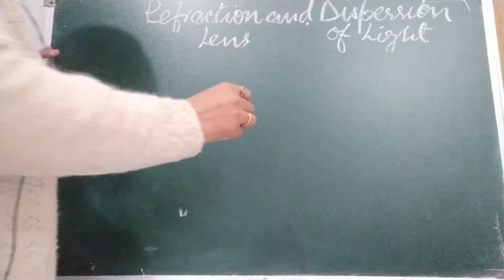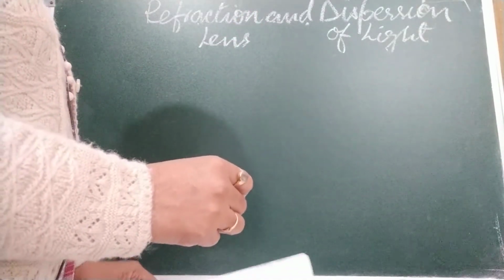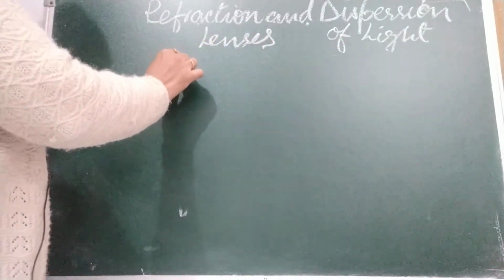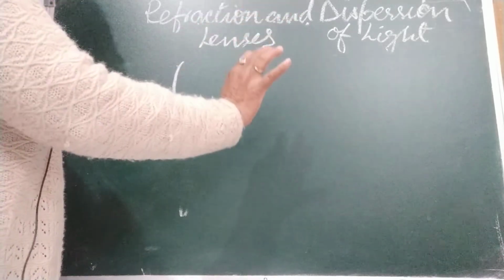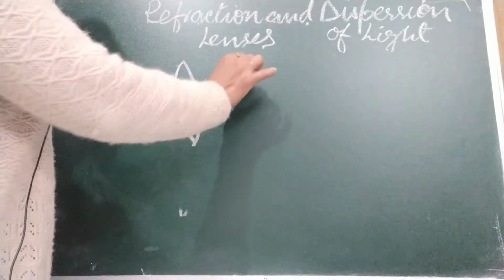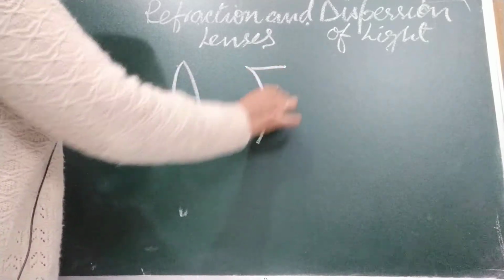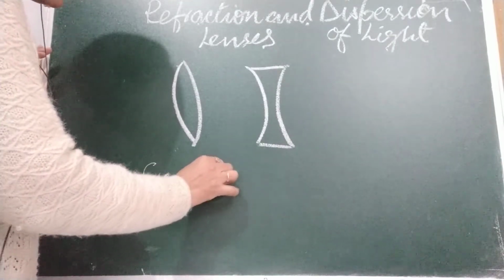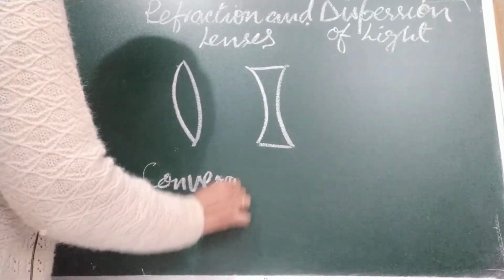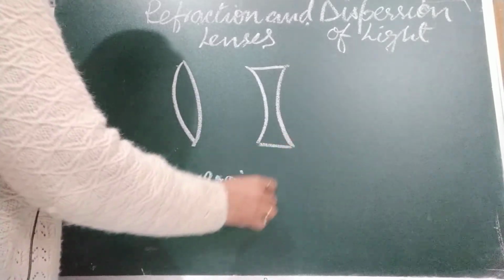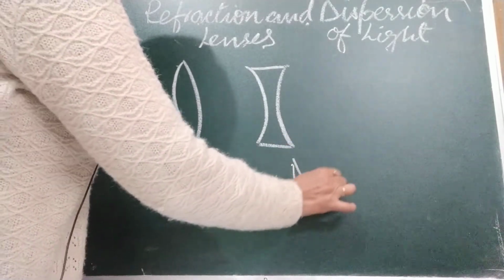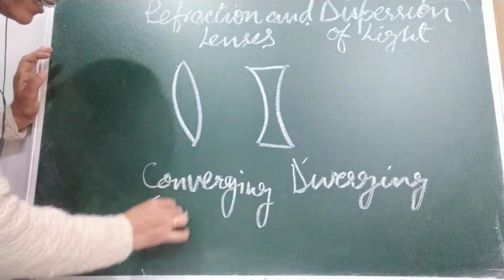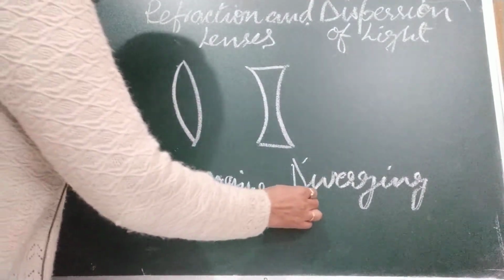In your course there are two types of lenses. One is convex, the other is concave. This lens is called a converging lens and this lens is called a diverging lens. Converging lens, and this is diverging. The other names are convex and concave.